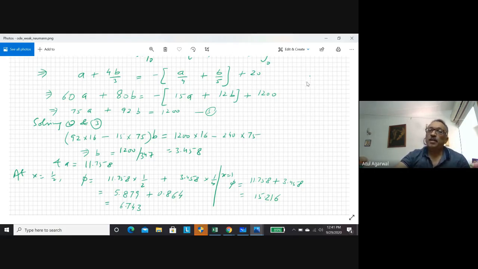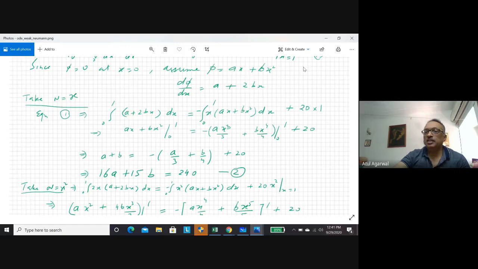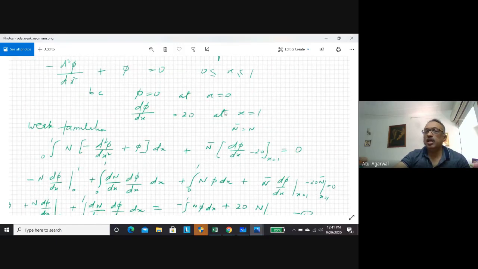You see, the boundary condition doesn't mean we have exactly satisfied it. Though this boundary condition is exactly satisfied, that at x equal to 0, phi is 0. So we'll see how to handle it in the next slide.